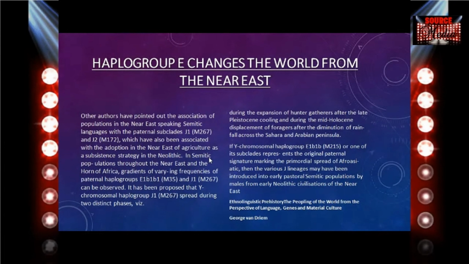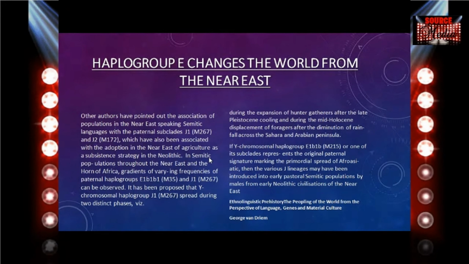Other authors have pointed out the association of populations in the Near East speaking Semitic languages with the parental clades of J1, M267, and J2, M172, which have also been associated with the adoption in the Near East of agriculture as a subsequent strategy in the Neolithic. In Semitic populations throughout the Near East and the Horn of Africa, gradients of varying frequencies of paternal haplogroups E1B1B and J1 can be observed.